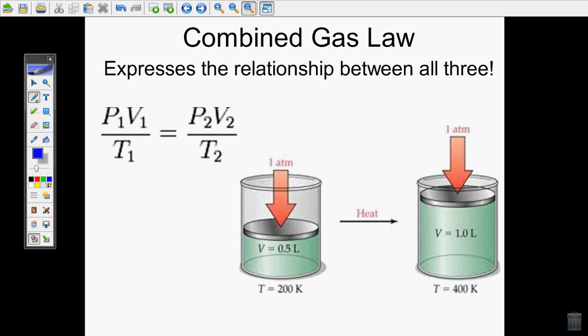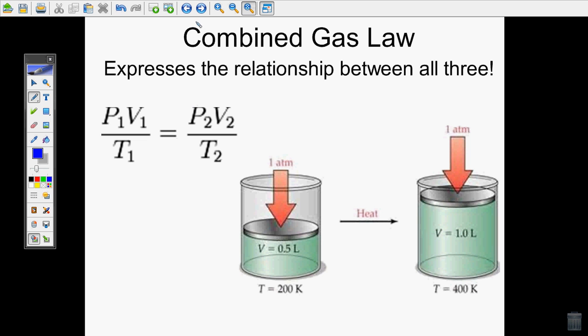And so if you can't figure out which law to use, then use the combined gas law, plug your stuff in, and if it says one is held constant or it doesn't give it to you, then just ignore it. And you'll probably get the right answer, at least hopefully.